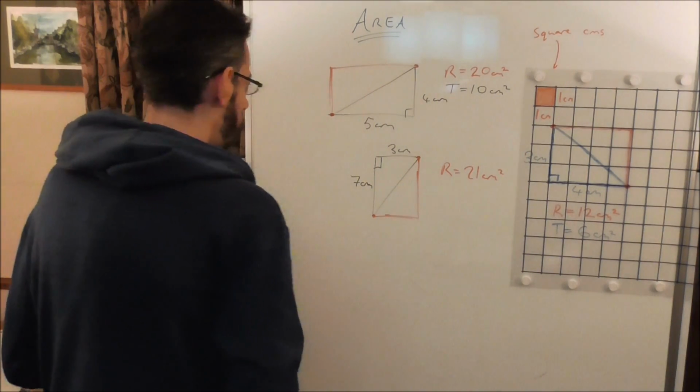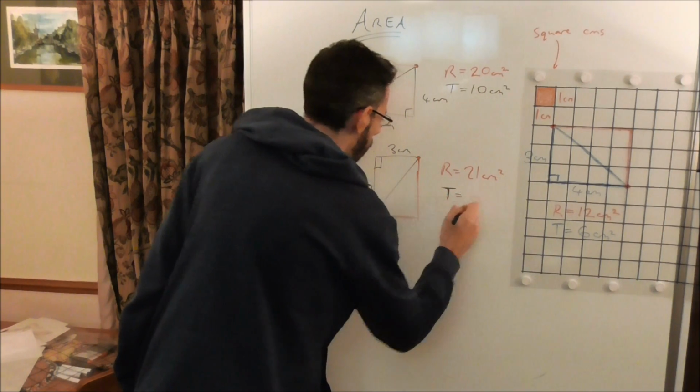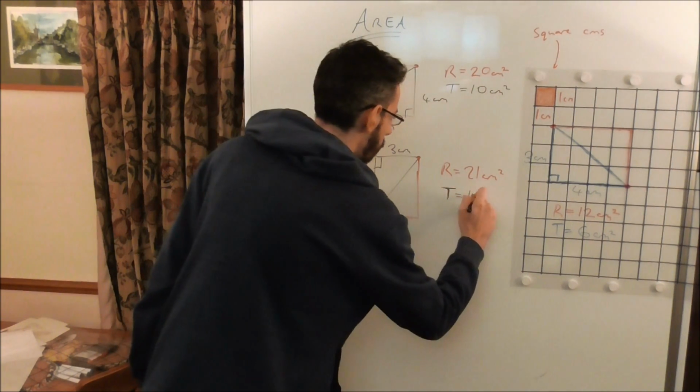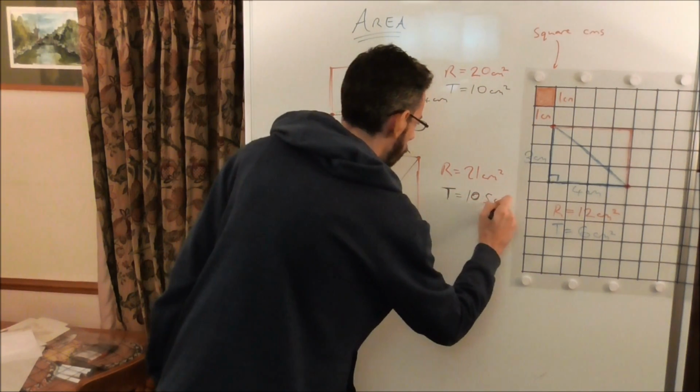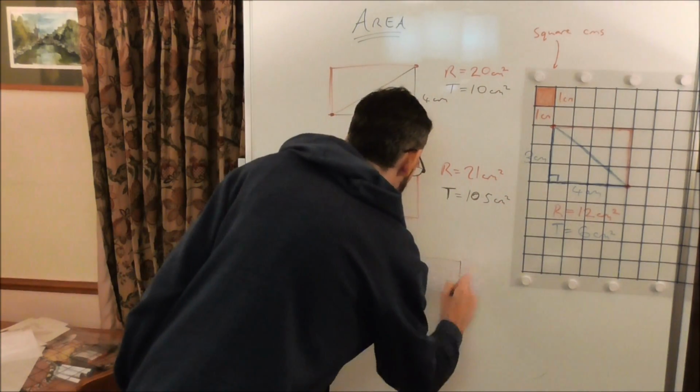So you have to halve 21. Half of 20 is 10. So half of 21 is 10 and a half, 10.5, square centimetres. And I'll just do one more down here.